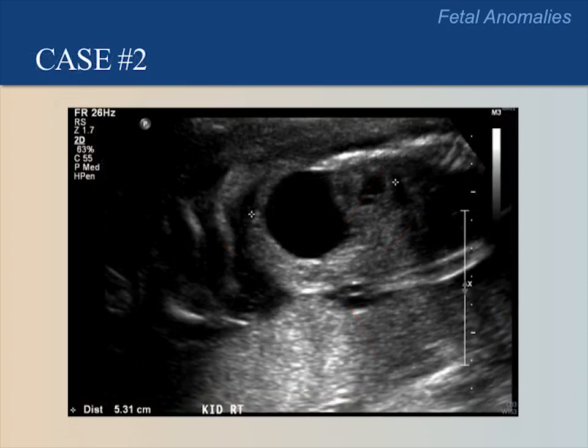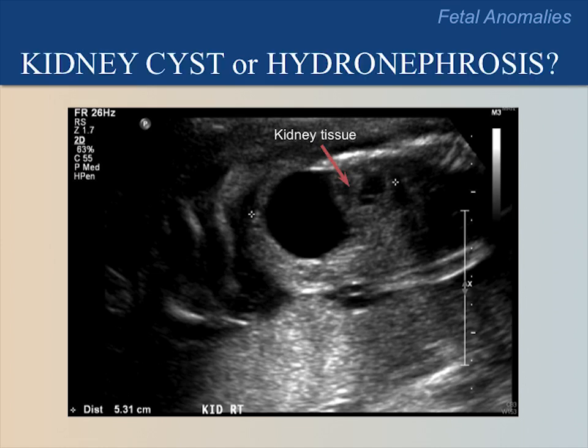Case number 2. This is an interesting image. Here the white calipers measure the length of the kidney, and within the kidney is a large cystic structure. Please pause the video now to discuss what this might be within the group. The answer is that this could either be a kidney cyst or it could be hydronephrosis that is chronic with a loss of the pyramids and ridges. Notice the normal kidney tissue that is present.